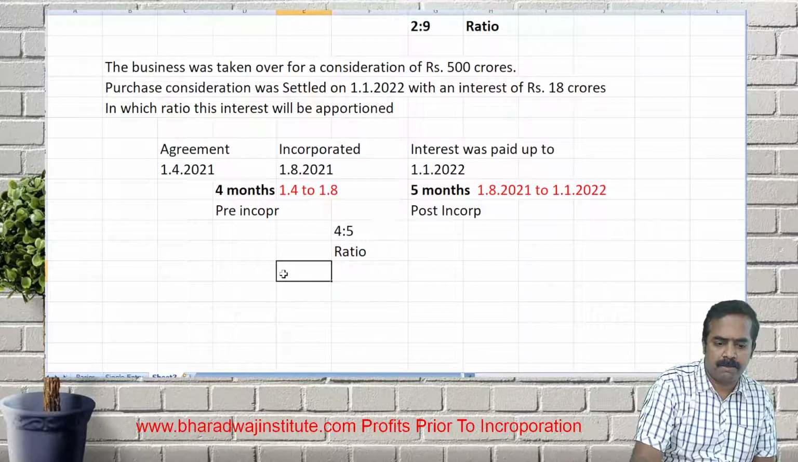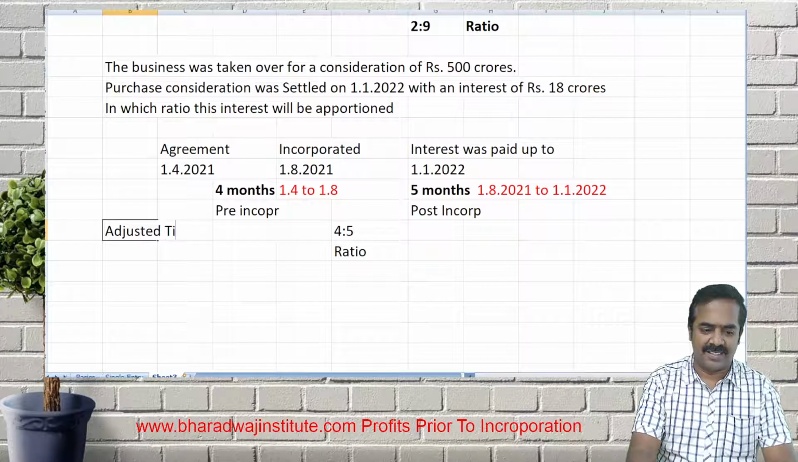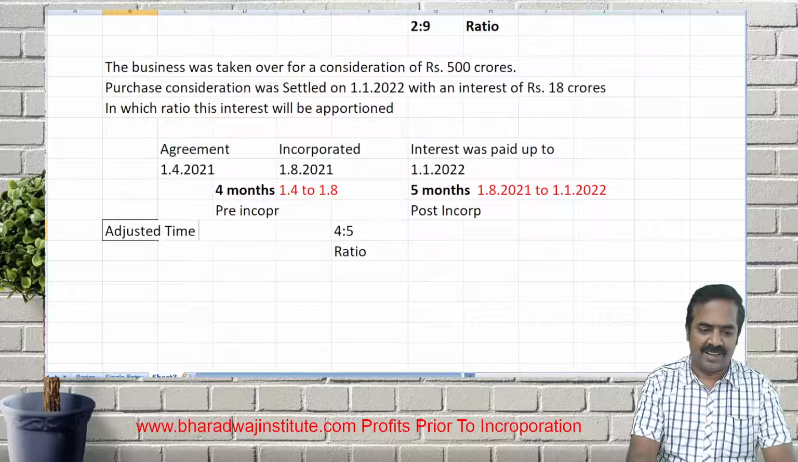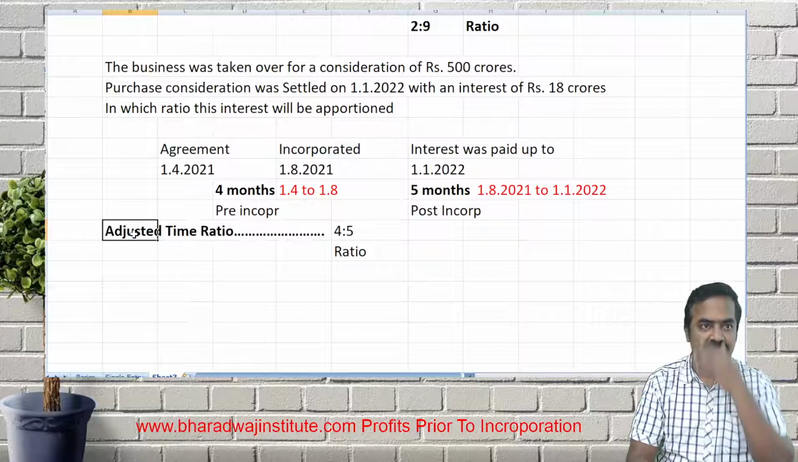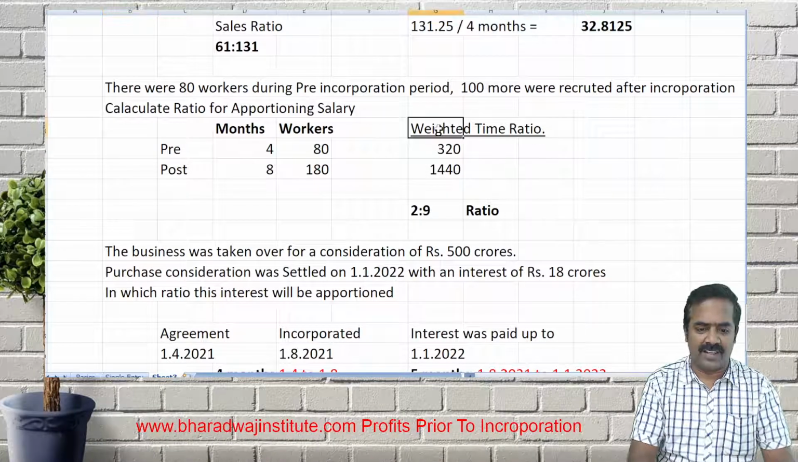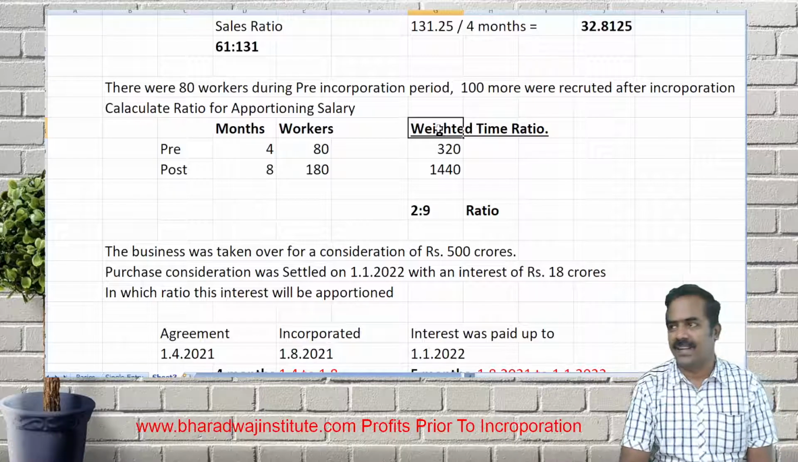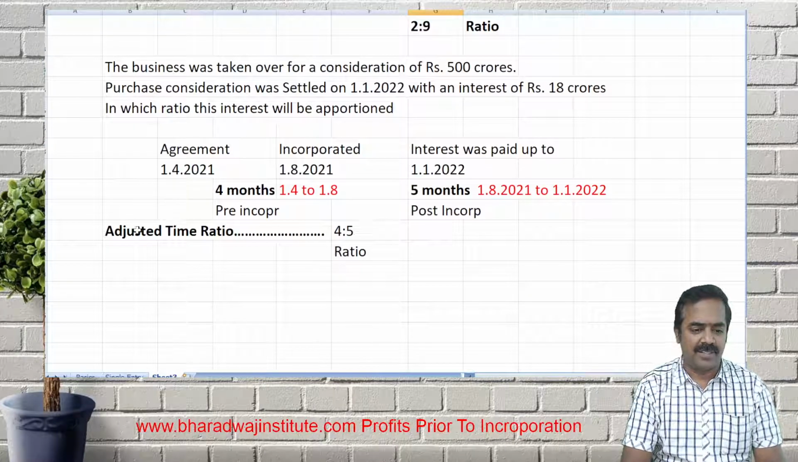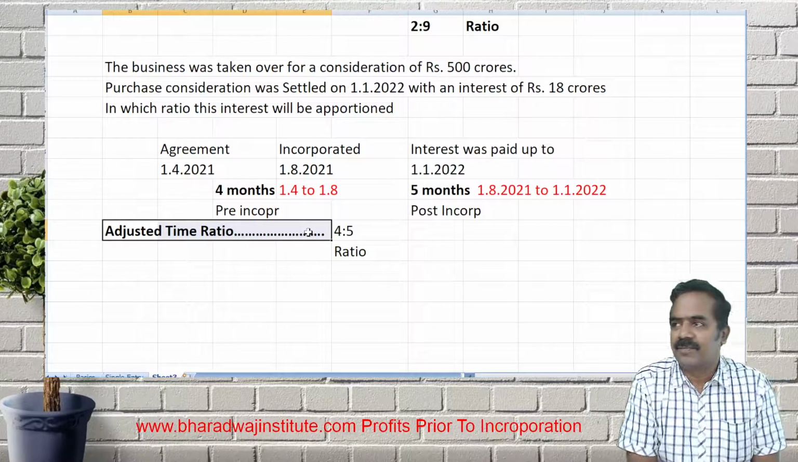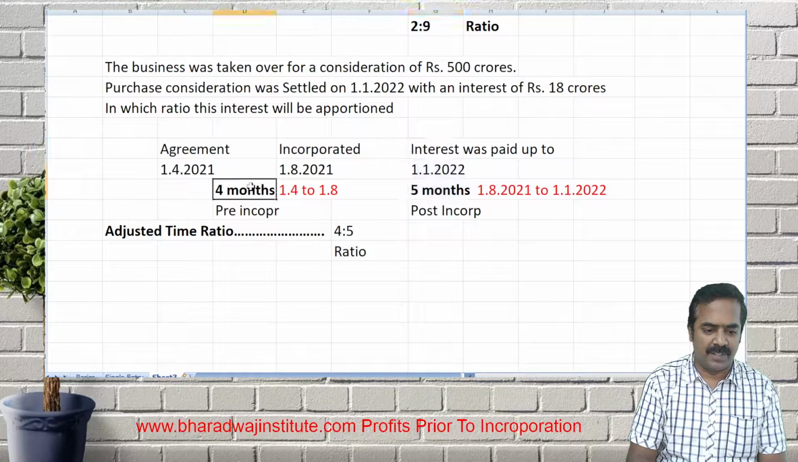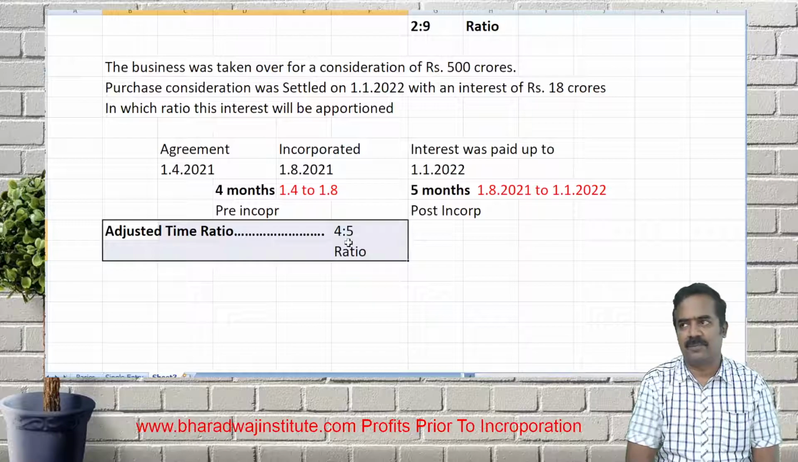See, in the textbook, this is technically called the adjusted time ratio. We are adjusting the time, right? That's why it is the adjusted time ratio. We can also call it the weighted time ratio, and we are giving weightage for the number of workers and what? Time. Weighted time ratio. Here, time is not taken for the whole period till 31st March. Time is adjusted to 1st January. So 4 months plus 5 months, we work out only 9 months. That's why it is called the adjusted time ratio.